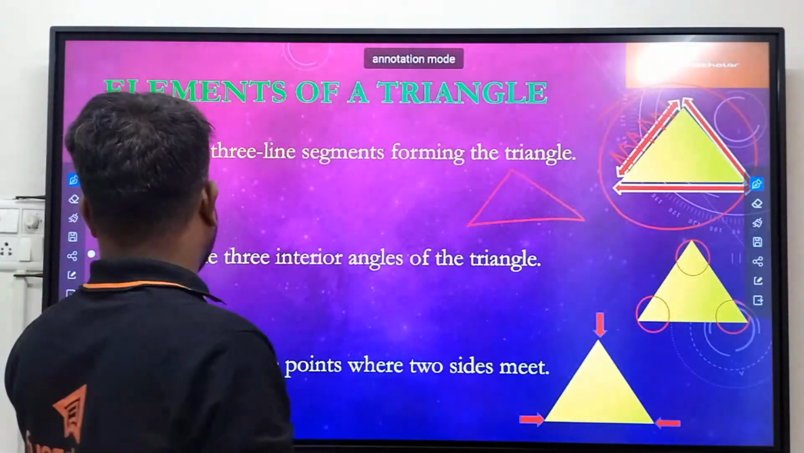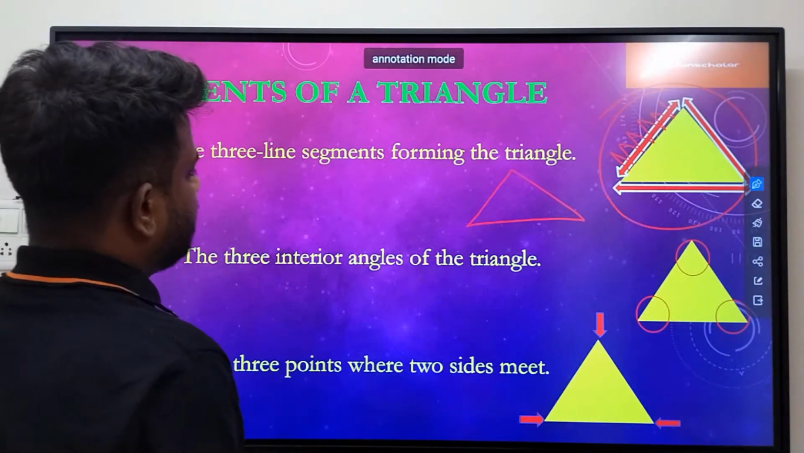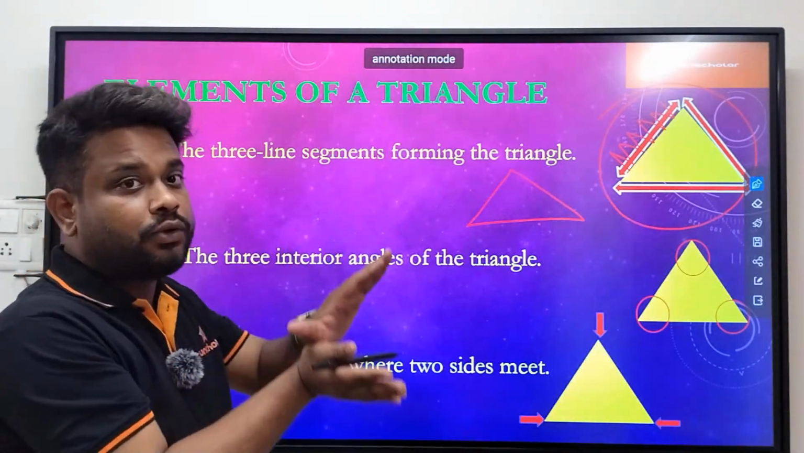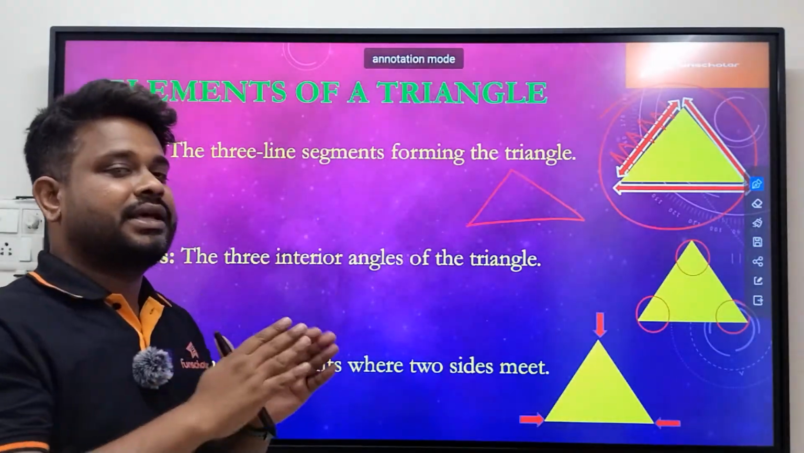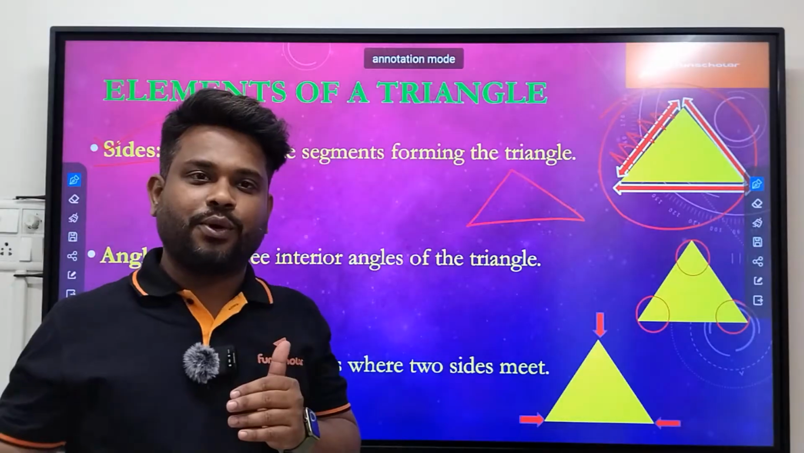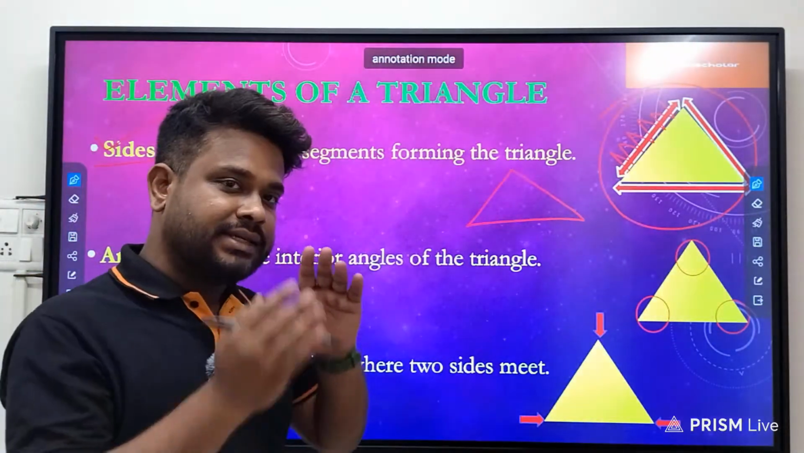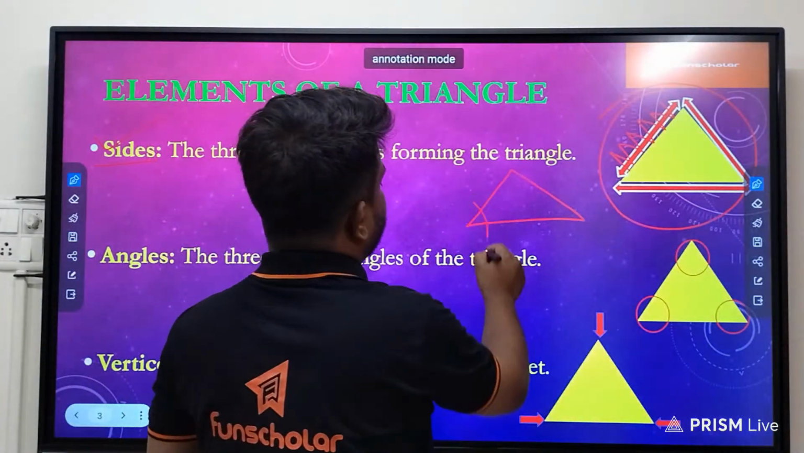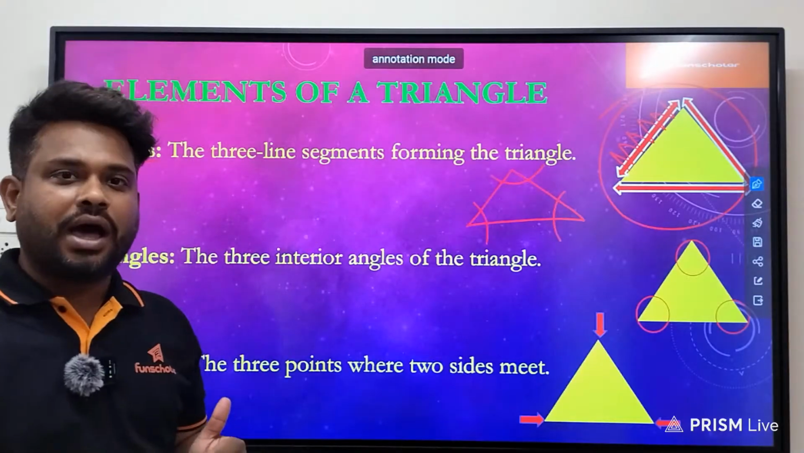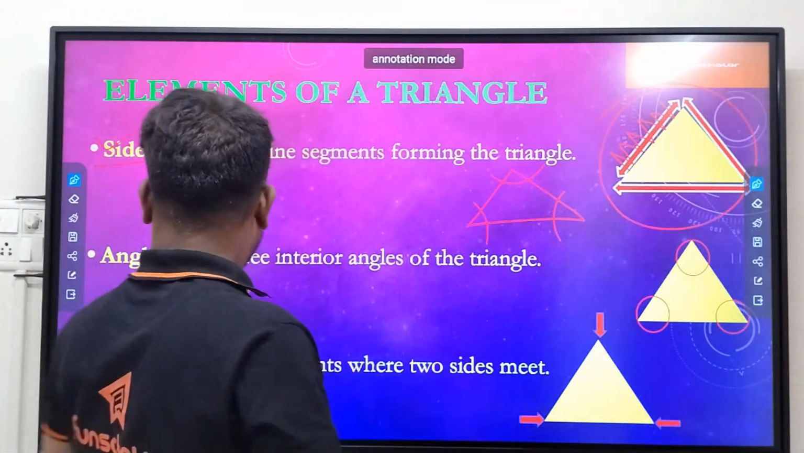Okay, the next, angles, the three interior angles of the triangle. So angle means something like a cone. Yes, cone is also an angle, and angle can also be called a cone, and in so many languages people call angle a cone. So these will be the cones. And in Hindi we call it kona, so it will be cones.